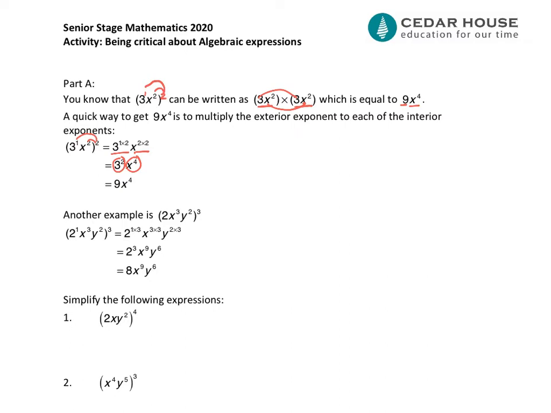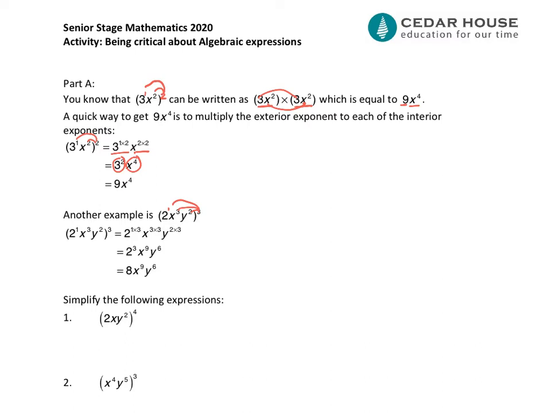Let's look at another example. So here we've got (2x cubed y squared) to the power of 3. So what we're going to do is multiply 3 to each of those interior exponents, and 2 doesn't have an exponent, but of course it's got an exponent. It's the exponent of 1. In other words, we're going to go 3 times 1, 3 times 3, and 3 times 2.